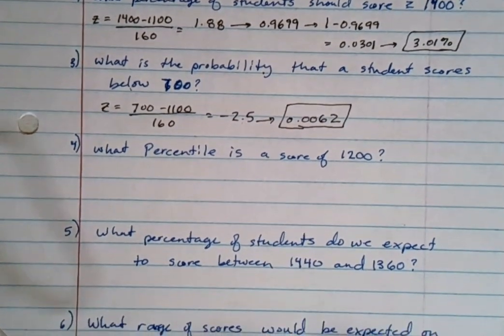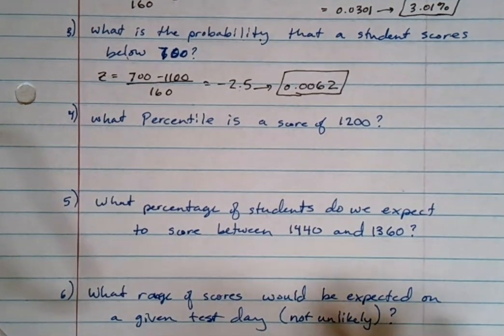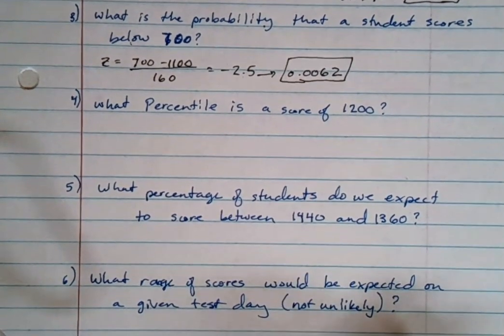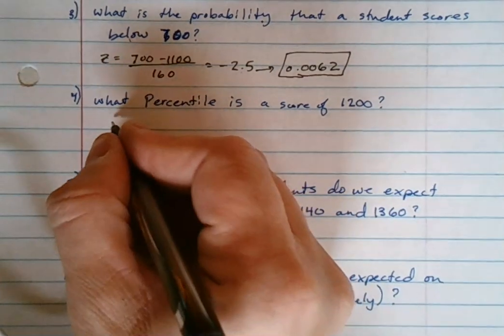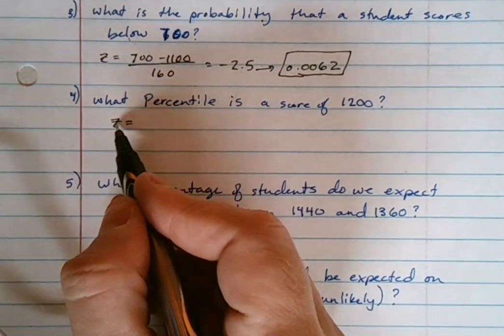Okay. Next question, what percentile is a score of 1200? We covered this earlier in the book. It was how to find percentiles, and it's quite difficult to do. With a normally distributed population, it is not. Let me find it for you. So guess what we're going to do?